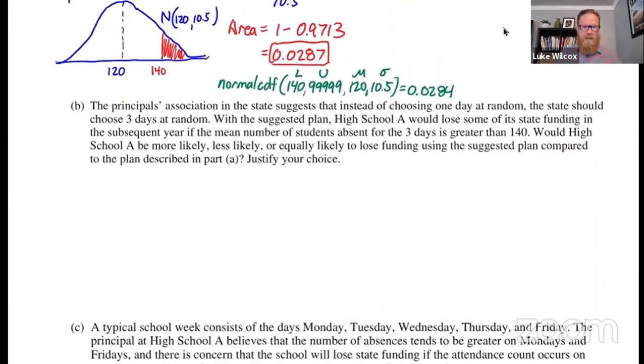The Principals Association in the state suggests that instead of choosing one day at random, the state should choose 3 days at random. With the suggested plan, High School A would lose some of its state funding in the subsequent year if the mean number of students for the 3 days is greater than 140. Would High School A be more likely, less likely, or equally likely to lose funding using the suggested plan compared to the plan in Part A?